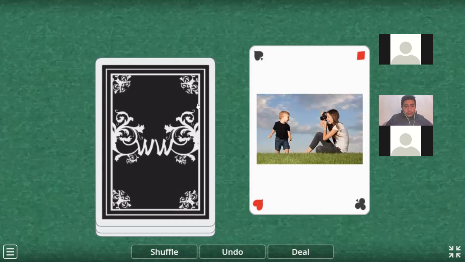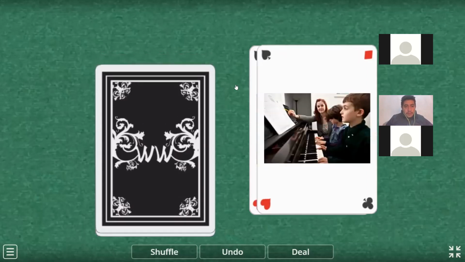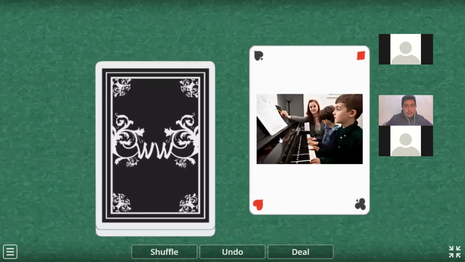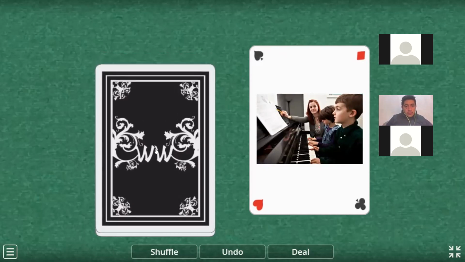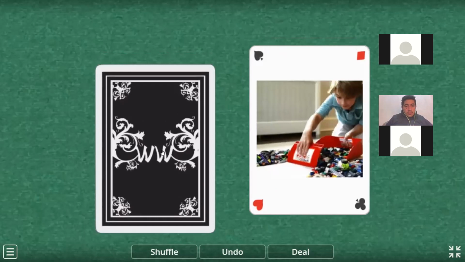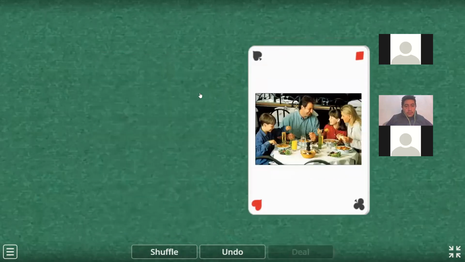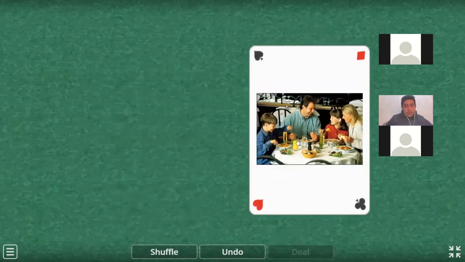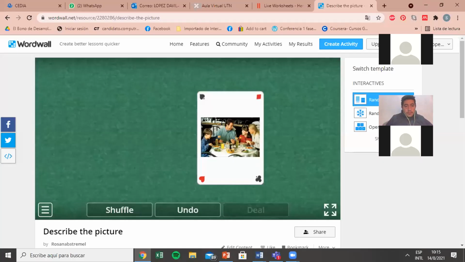Then we have some other pictures of family. Here we have some students with a piano. This guy with the Legos, toys, and this is a family dinner as well. So here you have some ideas that you can use in order to describe a picture.